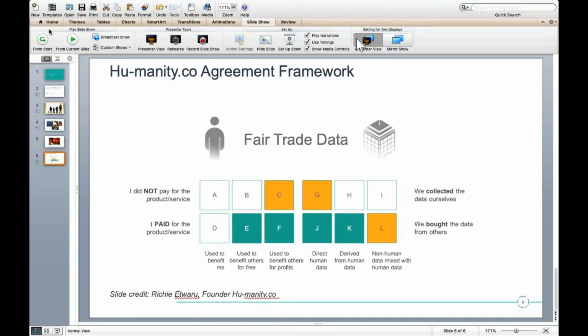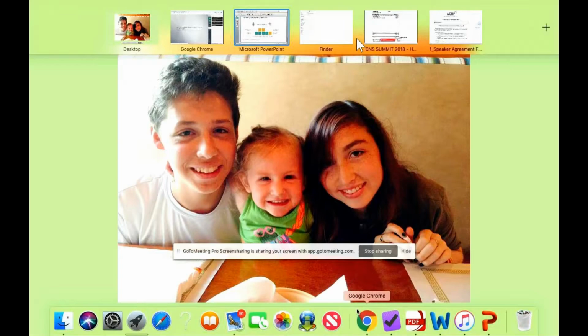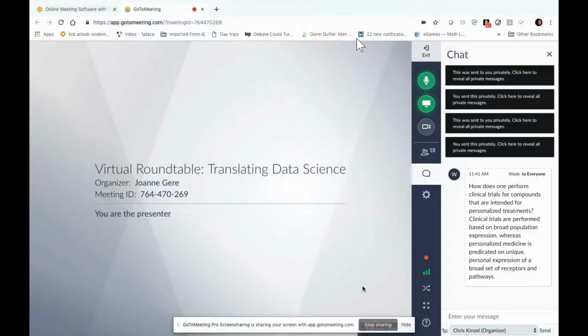So I'd like to introduce our next speaker. The next speaker is Kyle Gallatin, and he is a data scientist at Pfizer. Kyle, take it away.